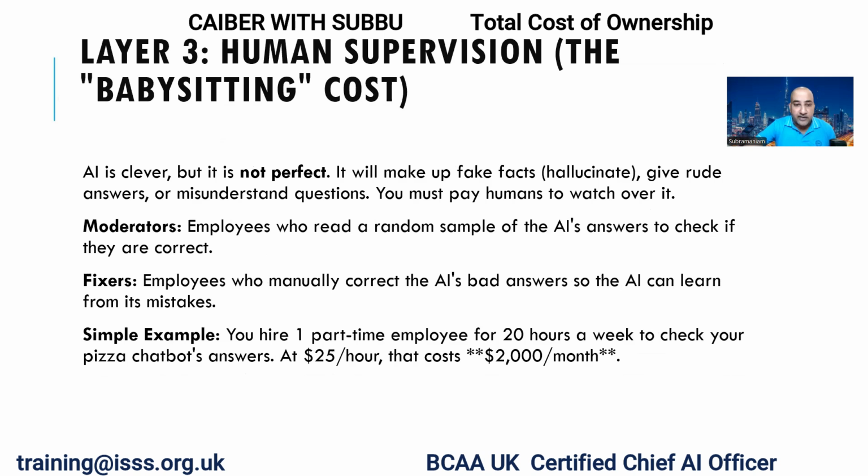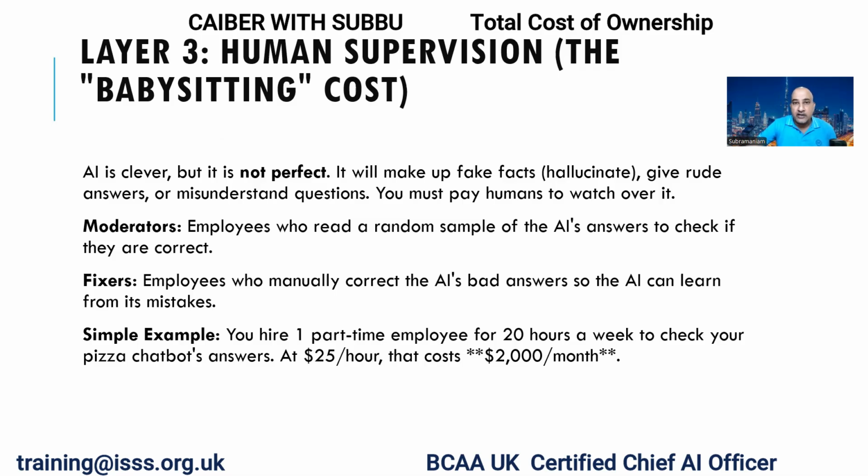Number two, human supervision. AI is never perfect. There is a lot of hallucination that actually happens. Even with predictive AI, not all the predictions are always right. You need to have human supervision. This is called human in the loop. There are three strategies: human in the loop, human on the loop, and human in command. What we are speaking about is human in the loop.